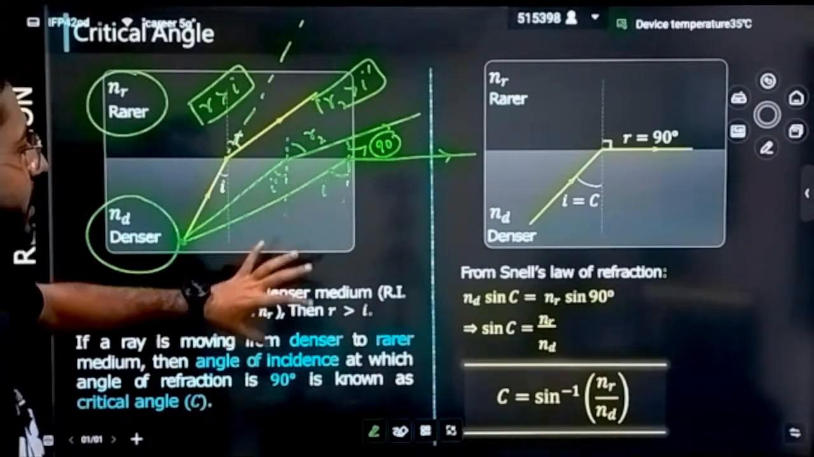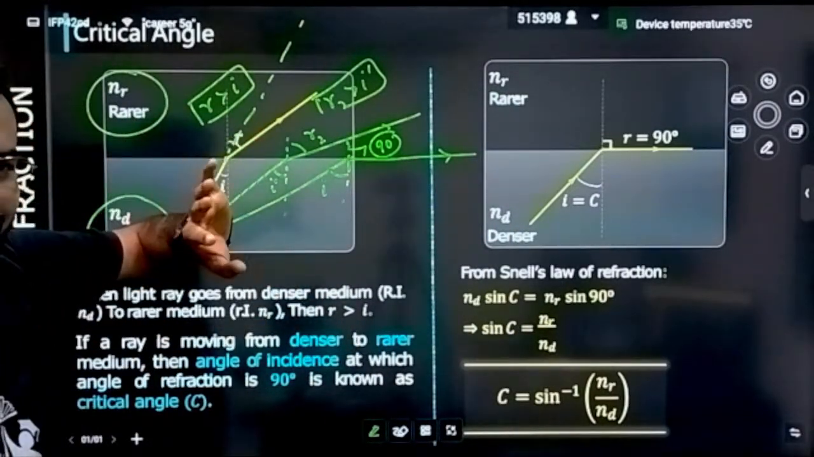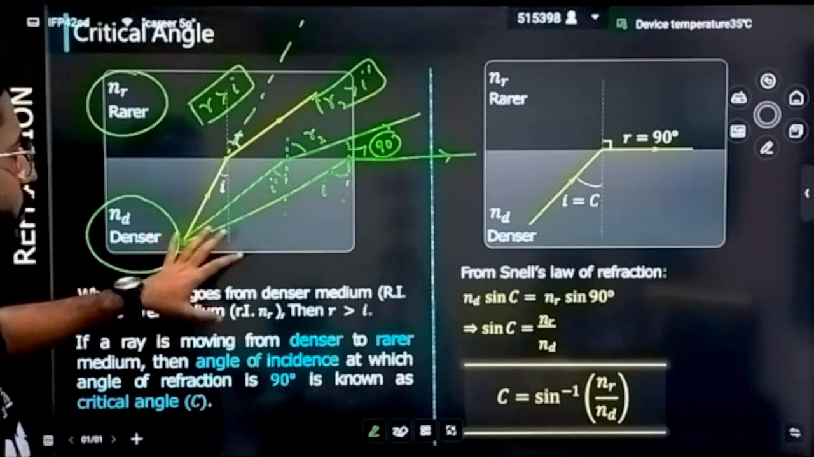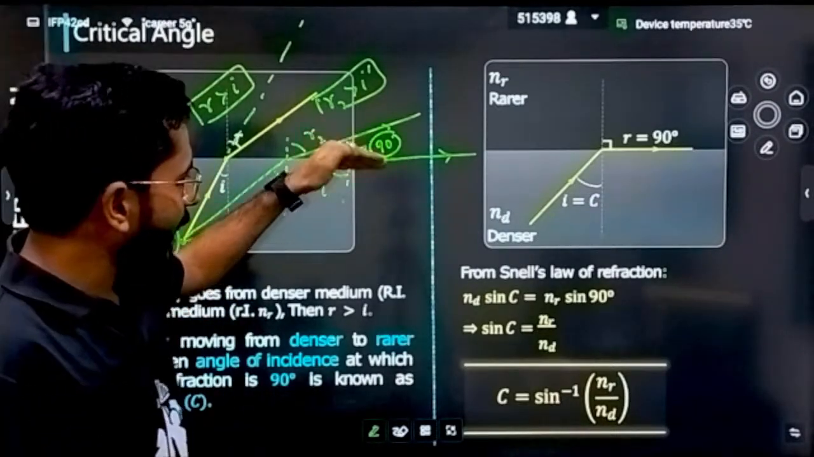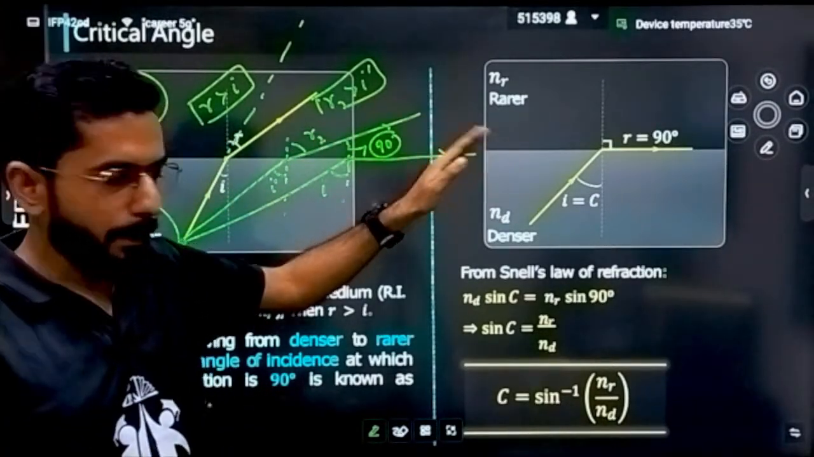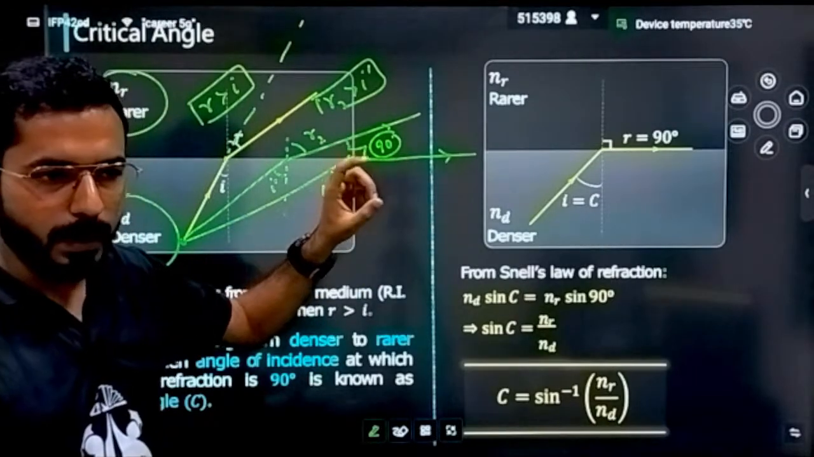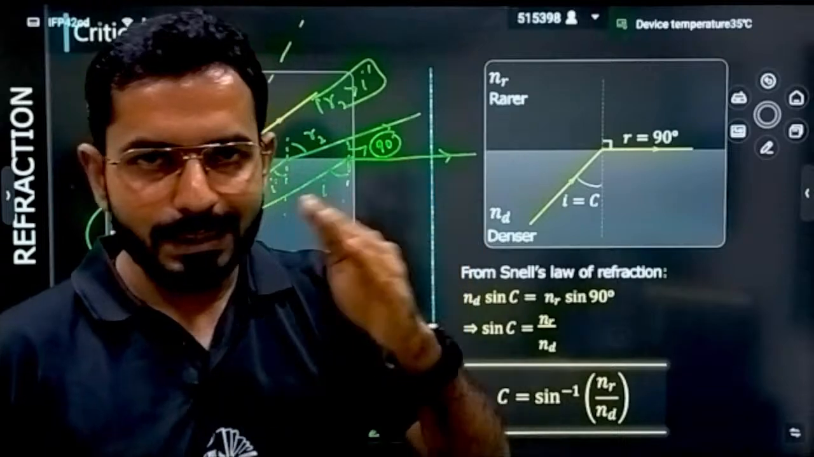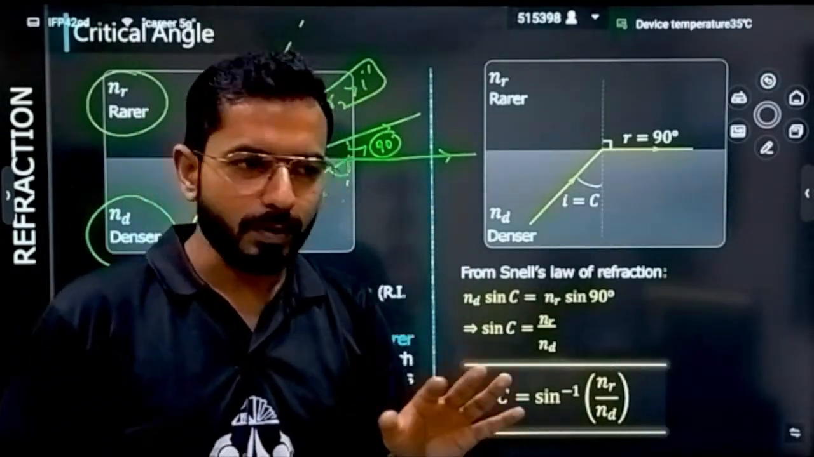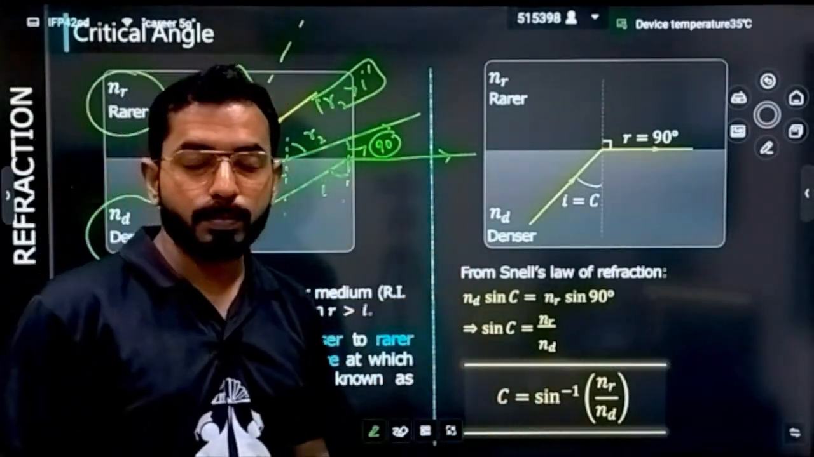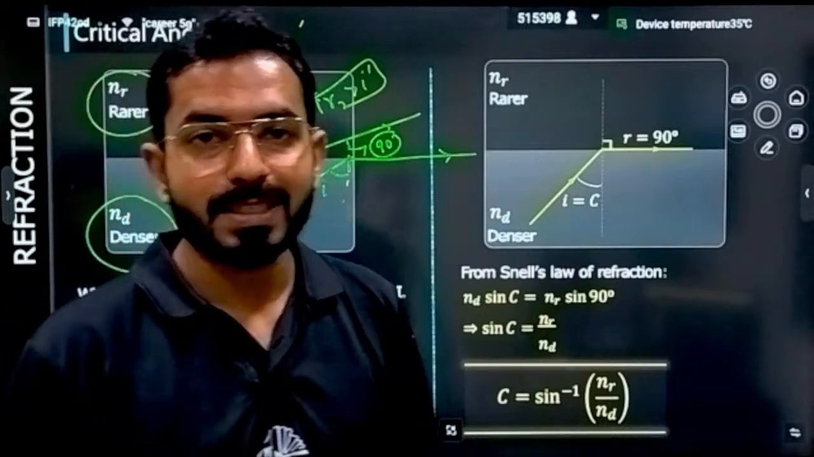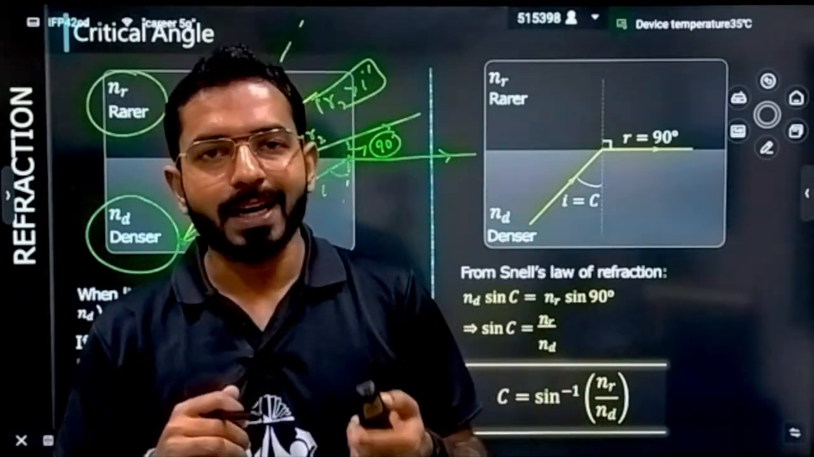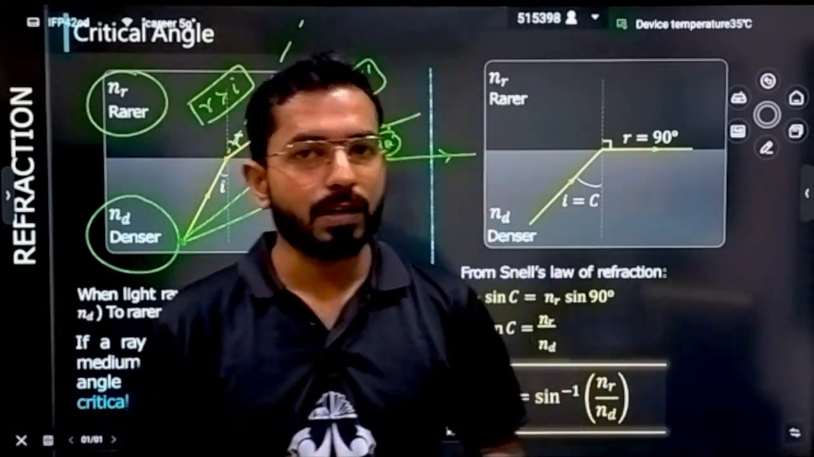Now see, I was telling you about critical angle. At the moment when this angle of refraction becomes 90 degrees, that means perpendicular from the normal, at that point this is the critical point. After that, even if you increase the angle of incidence by 0.001, refraction will fail here and it will start performing reflection, and that reflection is called total internal reflection.